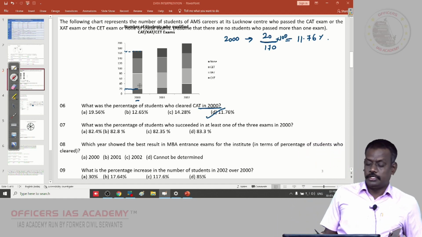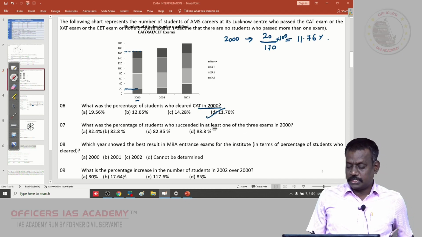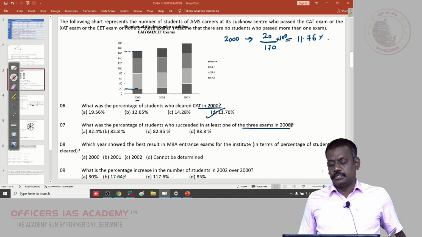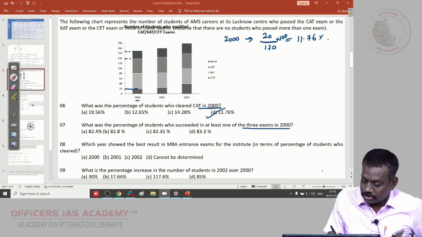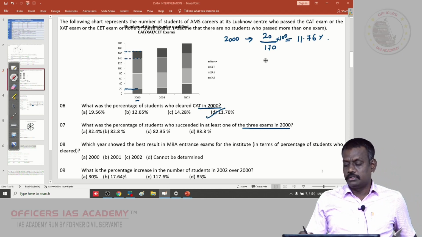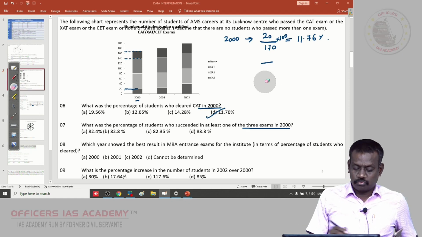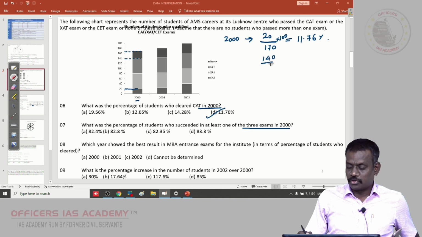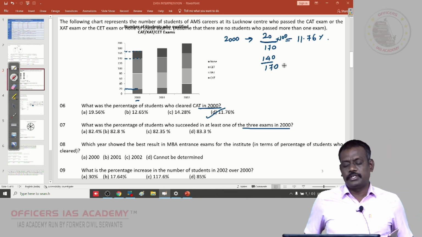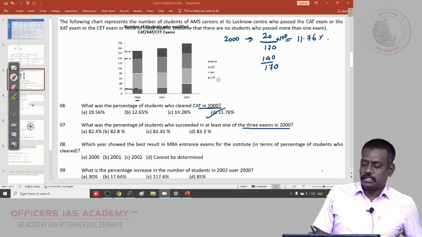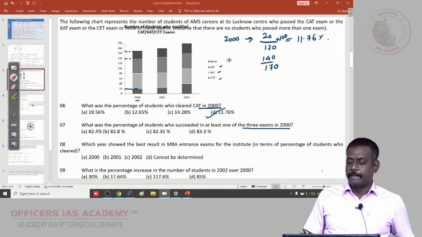Understood? And coming to this next question, what was the percentage of students who succeeded in at least one of the 3 exams in 2000? At least in one of the 3 exams means the students who cleared the 3 exams, it is 140 students who have cleared the exam out of 170 students, isn't it? Okay, because 170 students have written the examination and 140 have cleared the 3 exams. Okay, ZAT, CAT and SET into 100.